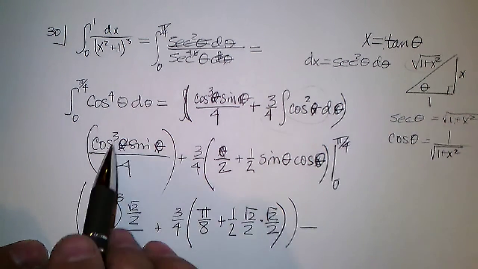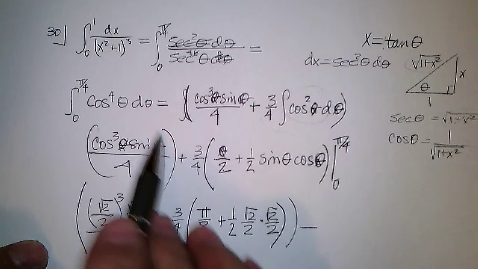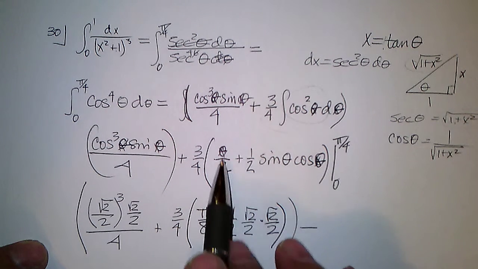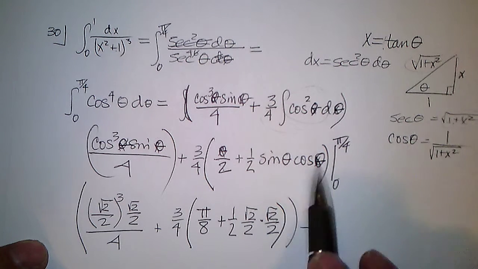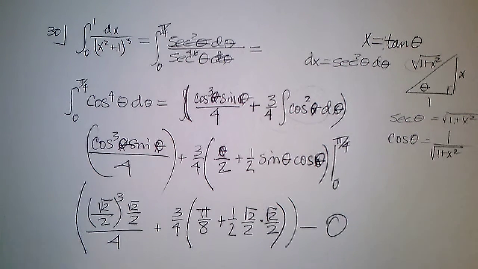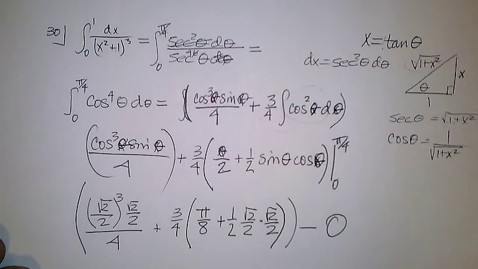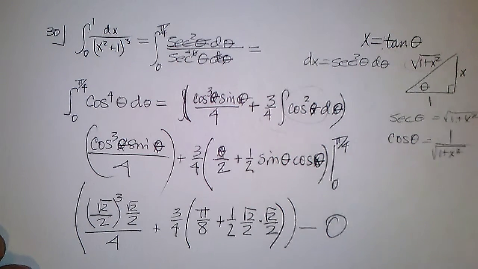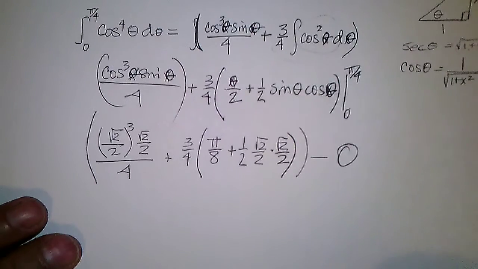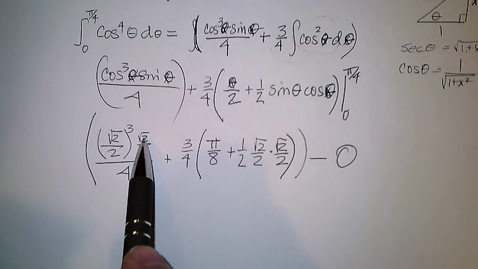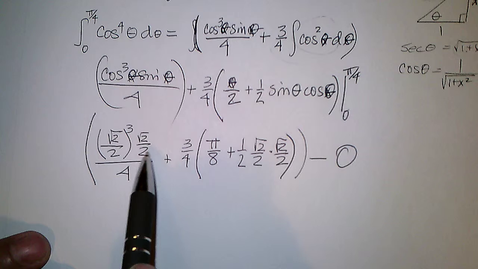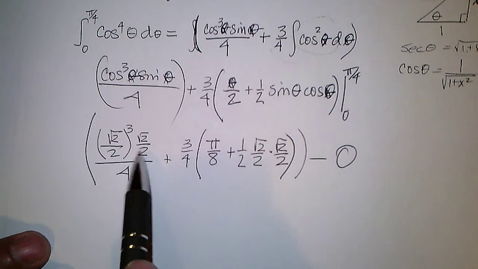minus, put in 0. Well, the sine of 0 is 0, so that wipes this one out. 0 over 2 would be gone, and sine of 0 is 0, so that's gone, so it's minus 0. So it's just what we got here. And what we have here is square root of 2 times square root of 2 times square root of 2 times square root of 2, 4 times, so that's 4 over 8 times 2 is 16.